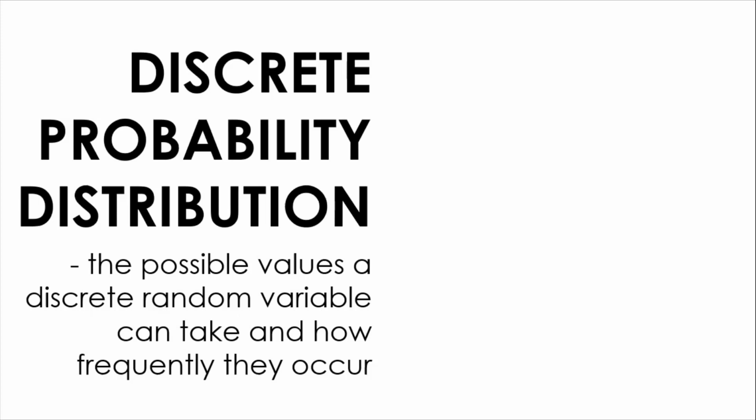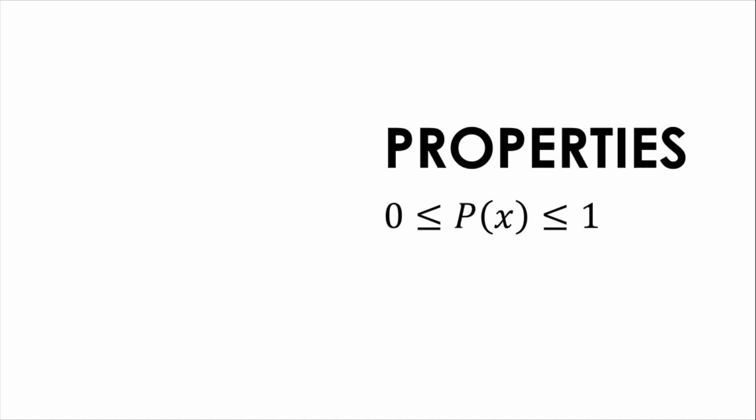A discrete probability distribution is a graph, table, or formula that lists all possible values that a discrete random variable can take on, along with their associated probabilities. The probabilities of a discrete probability distribution should be between 0 and 1. And the sum of these probabilities should be equal to 1.